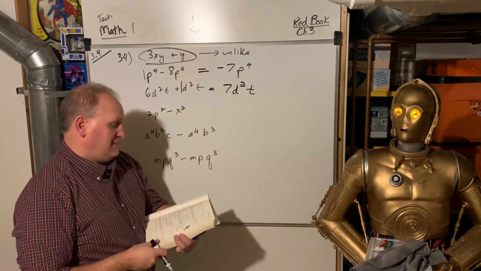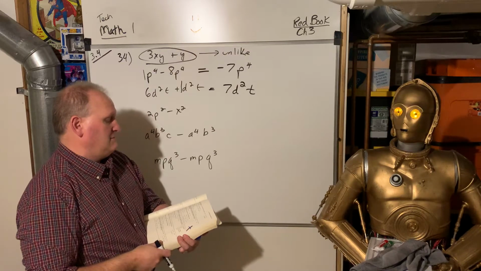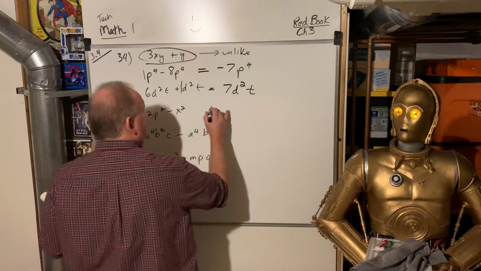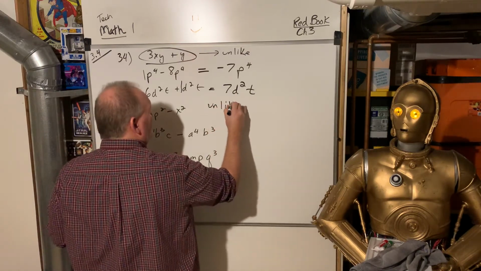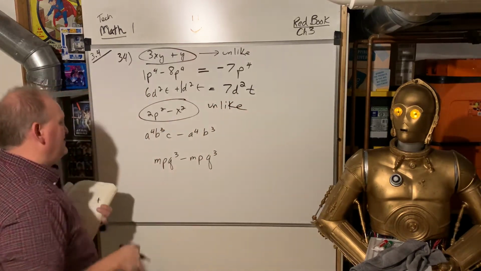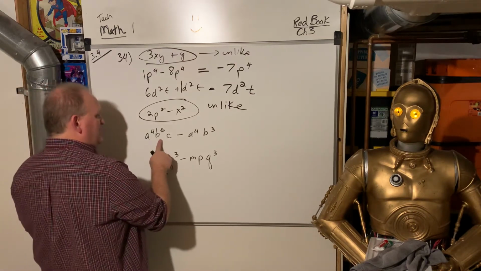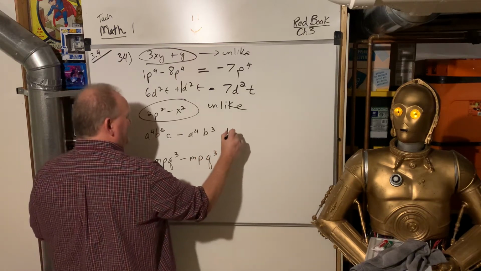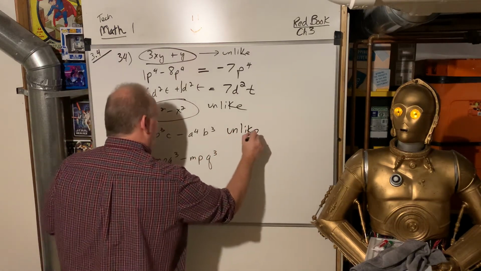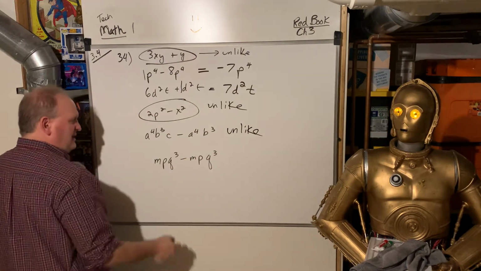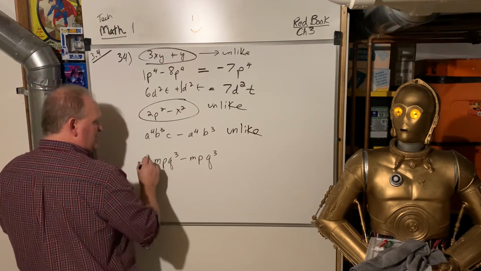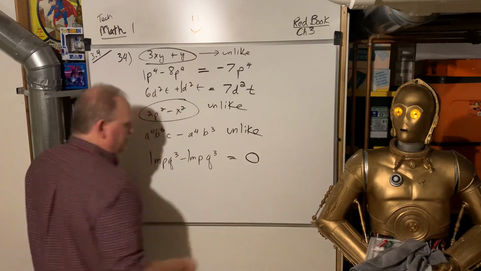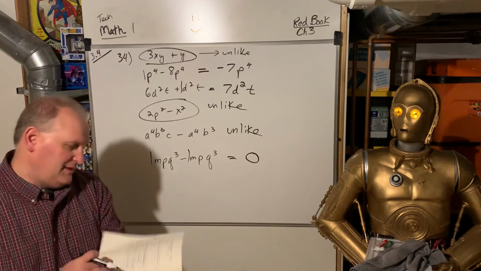P and x, did I write that down right? I did. So those are unlike terms. So you can't do anything. When they're unlike terms, you can't do anything with it. A4, B3, C. A4, B3, no C, so those are unlike terms. Can't do anything with it because it doesn't have a C on that one. 1 MPQ3 minus 1 MPQ3. Those are like terms. Works out to be 0. All right.